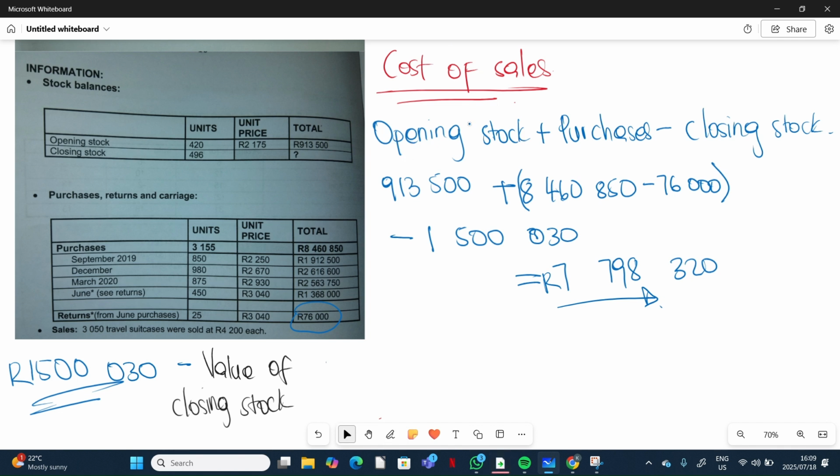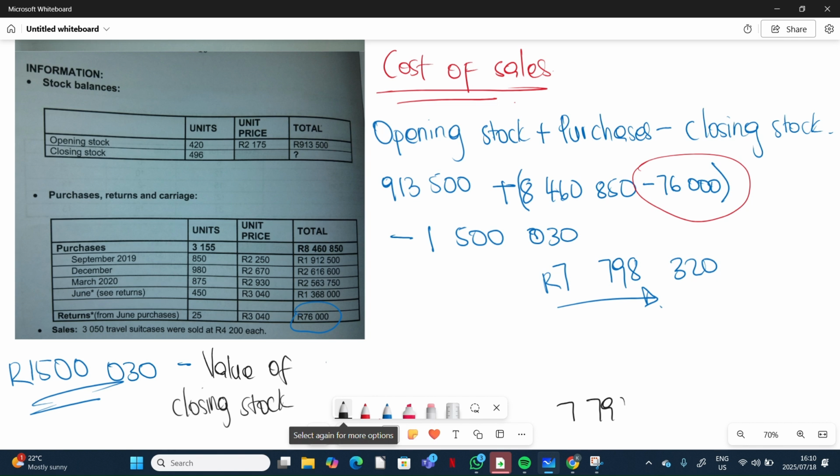So we use the formula opening stock plus your purchases, subtracting your closing stock. But remember your purchases, you must always remember that if you have returns, you need to subtract your returns from your purchases, right? So I hope that made sense right there. So now we're going to have our cost of sales. I'm just going to write it down here so I don't forget it: 7,798,320.